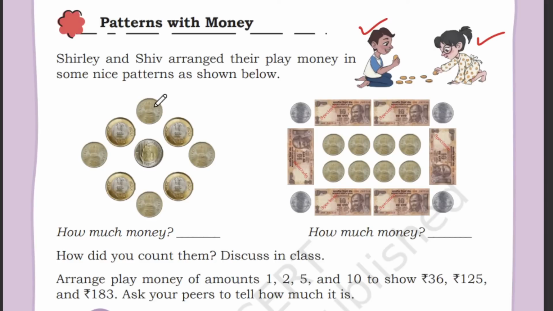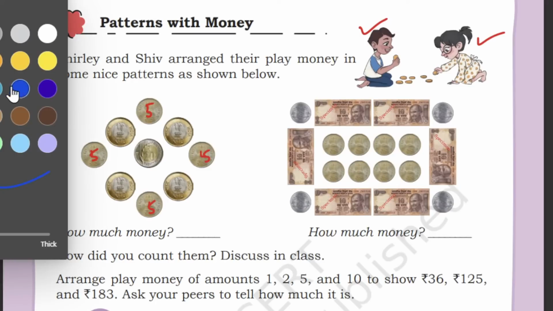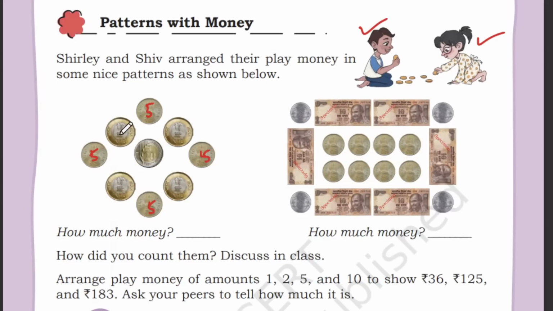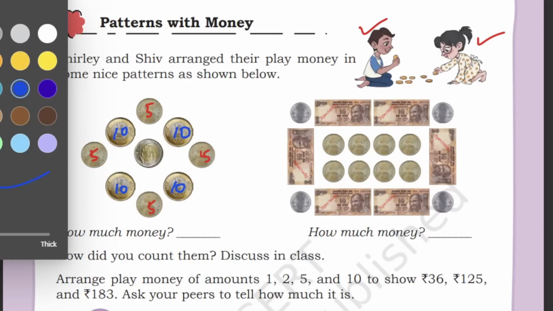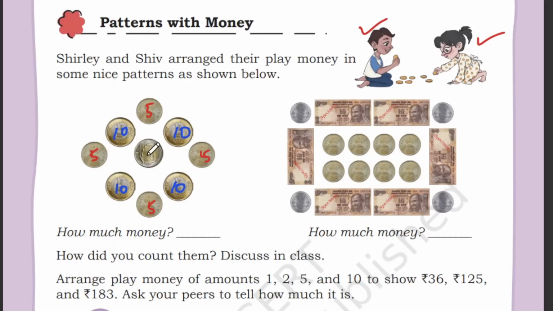They have arranged some 5 rupees coins in the corner. So we have 5 rupees here. 5, 5, 5, 5 rupees, and 10 rupees here. I'll give a different color for 10 rupees. So here we have 10, 10, 10 rupees, and in the middle we have 20 rupees. So I'll give black color for 20 rupees.